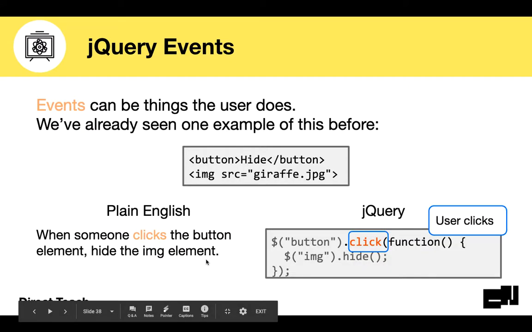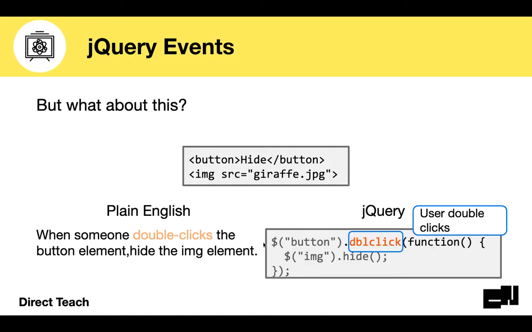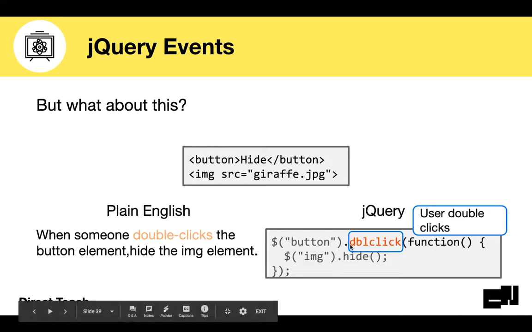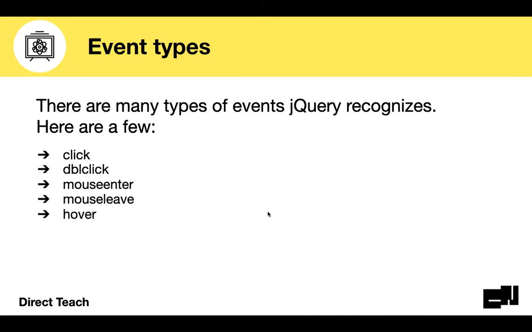Again, we are changing this top part. So instead of saying .click, we are going to do something else. We can change it to double click, dblclick, and that means that when the button is double clicked, the image will hide. We can also use mouse enter, which means when the mouse enters that div or enters the top of that picture. Mouse leave is when it leaves that picture.